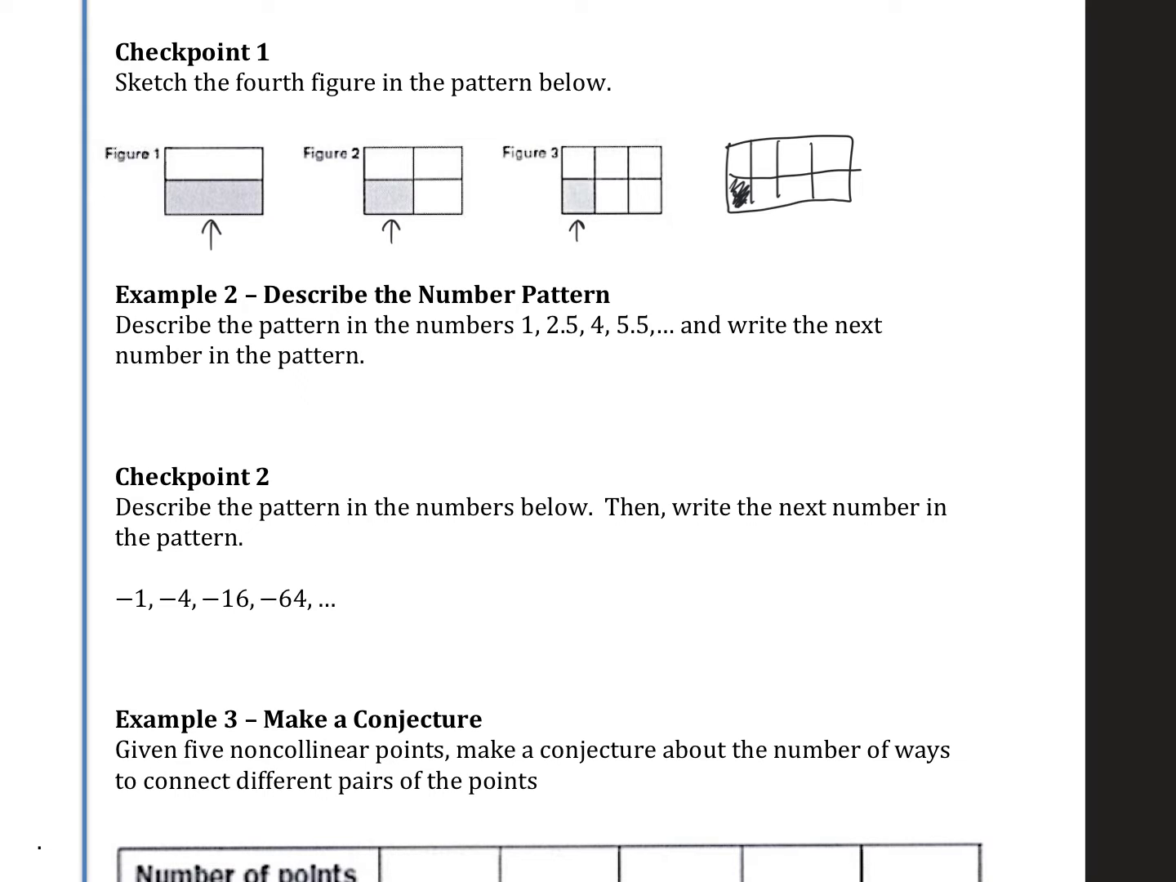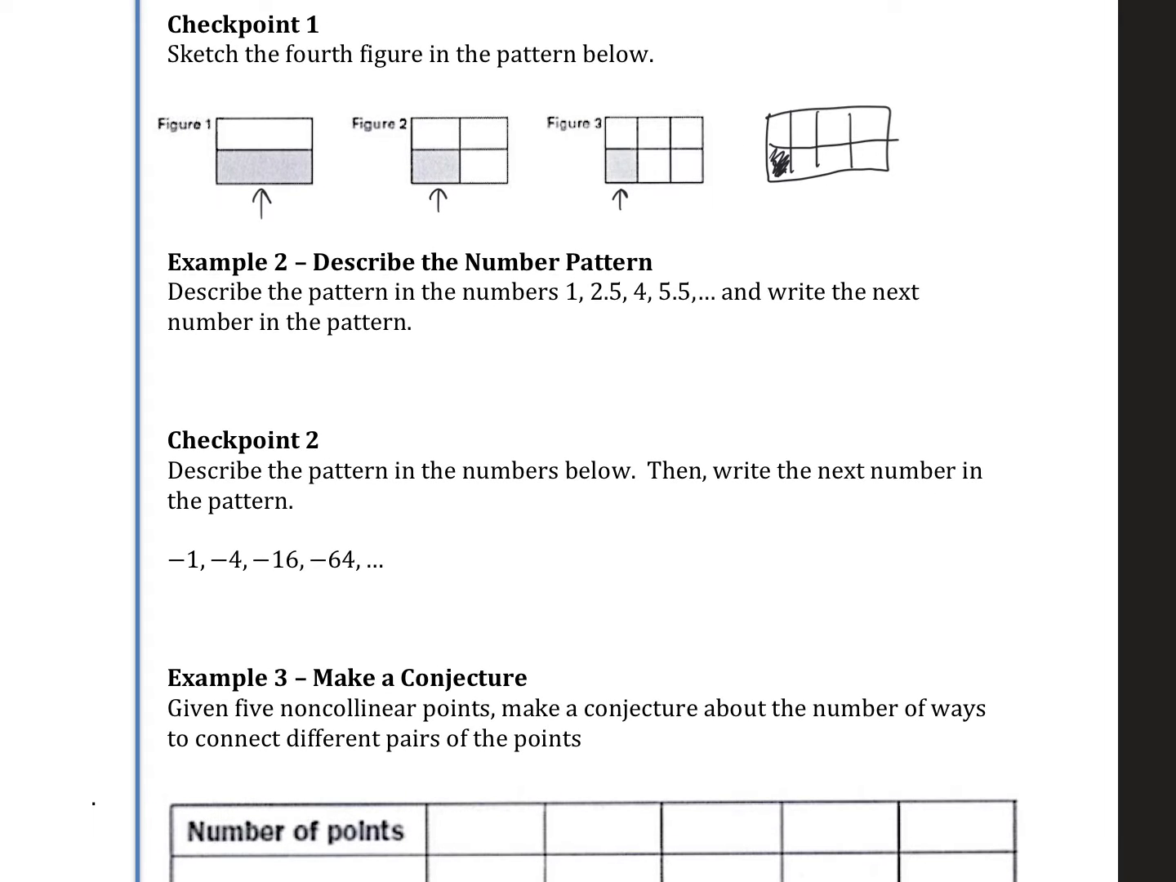Describe, get a different color pen here. All right, describe a pattern in the numbers 1, 2.5, 4, 5.5, and write the next number in the pattern. And the same thing is for checkpoint 2. Let's get some more practice with that. We'll see if you guys can figure these out. What's the rule, or what's the pattern, and what is the next number in the pattern? See if you can figure these out.